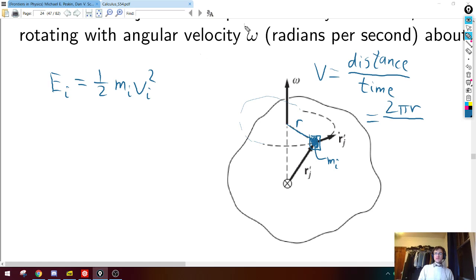So my question to you: if he's going omega radians per second, how long does it take him to go all the way around the circle, which is 2 pi radians? I believe omega inverse. Not omega inverse, so let's think about it.